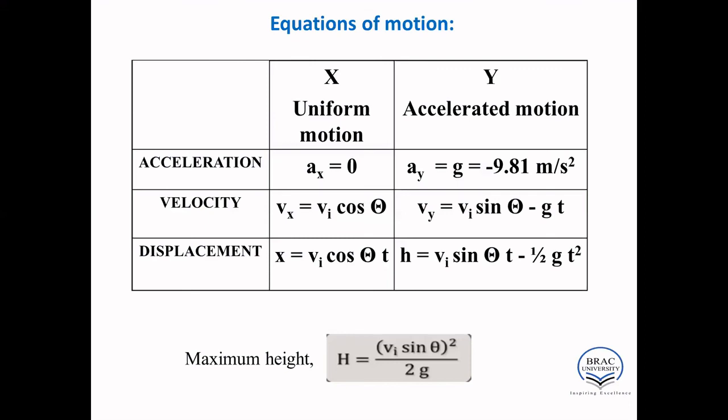Then displacement. Along the x-axis, displacement is denoted by x. So x is equal to vi cos theta times t, and along the y-axis you can write y, or you can write h, because this represents the height. Vertically, the displacement h is equal to vi sin theta t minus half g t squared, and the maximum height, capital H or H max, is equal to vi sin theta squared divided by 2g. You have to remember these equations to solve the problems.